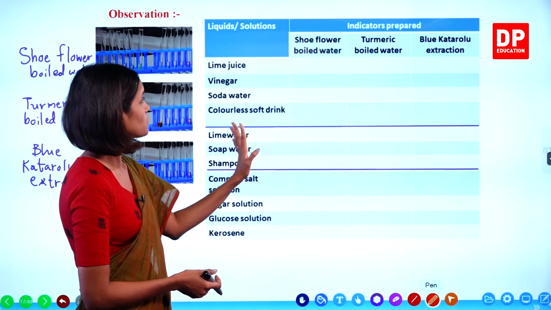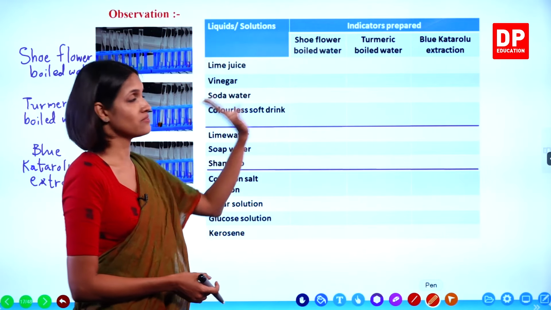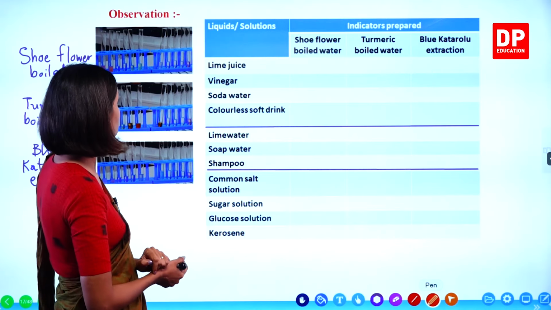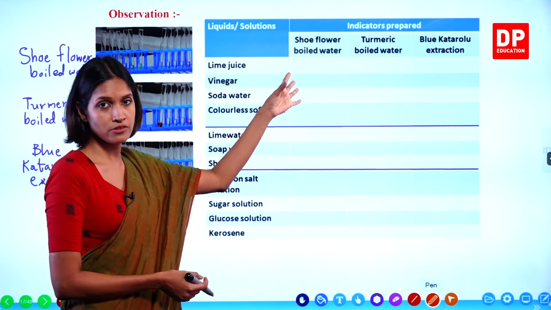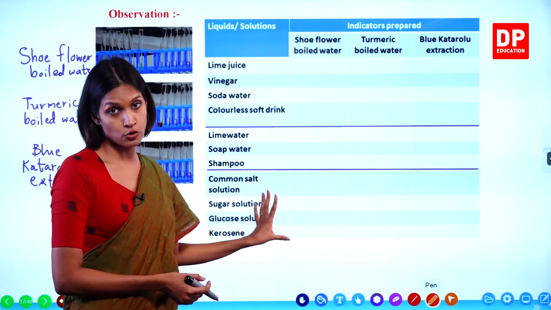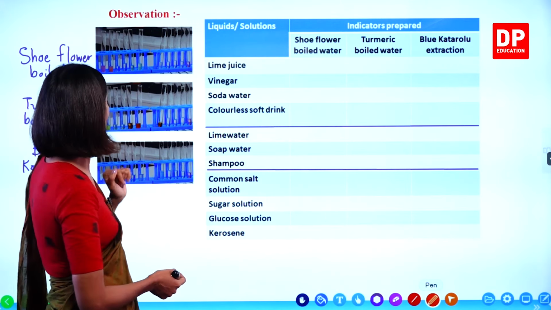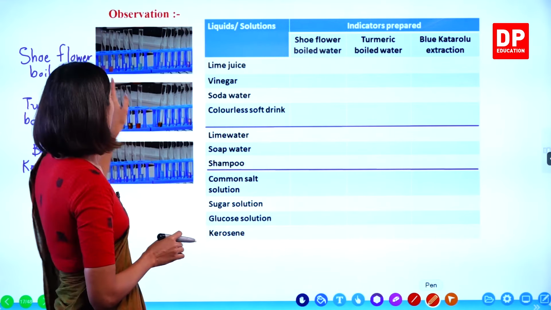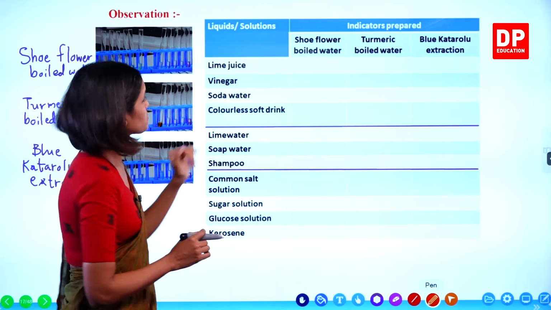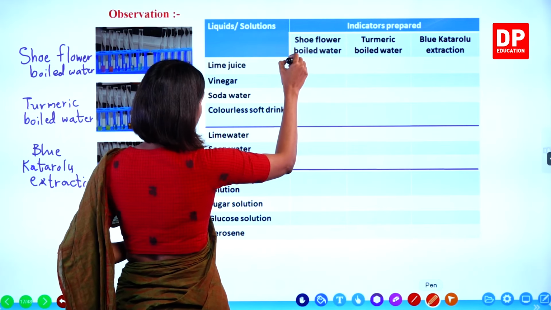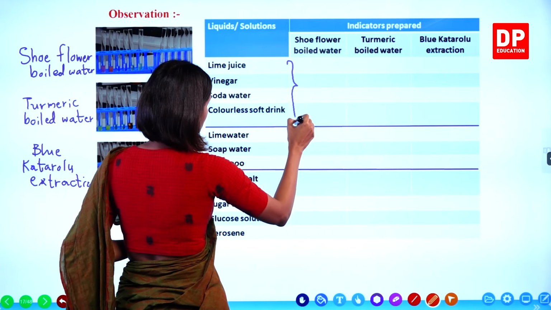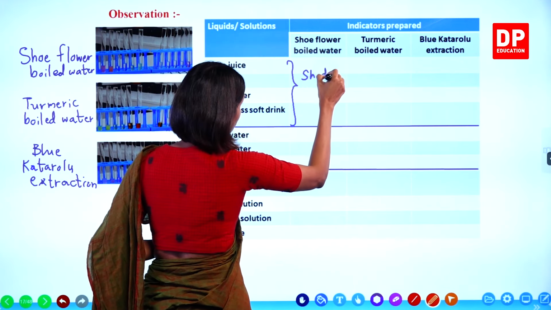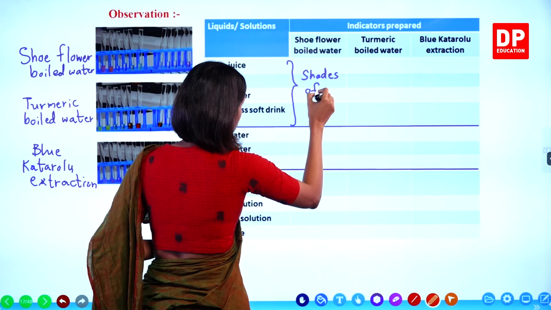Okay. So we will write a common observation here. I'm not going to write it separately under each solution. I'm going to write a common color change for acids, bases and neutral substances. So the first one, shoe flower boiled water. What is the color change of shoe flower boiled water with acids? It gave a red color, right? So we will write shades of red. Pinkish red actually, shades of red.